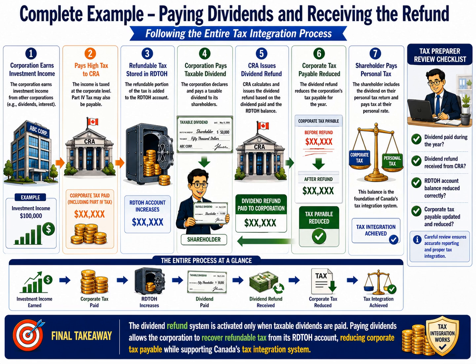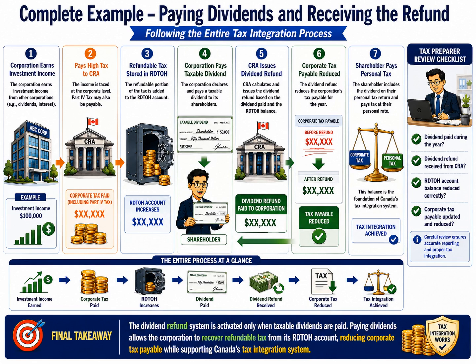The refundable portion of the tax is recorded in the corporation's Refundable Dividend Tax on Hand, or RDTOH, account. You can think of this account as a running balance that tracks refundable tax available for future recovery. Now the corporation has a choice. It can continue retaining its after-tax earnings inside the business, or it can distribute some of those earnings to its shareholders by paying a taxable dividend.